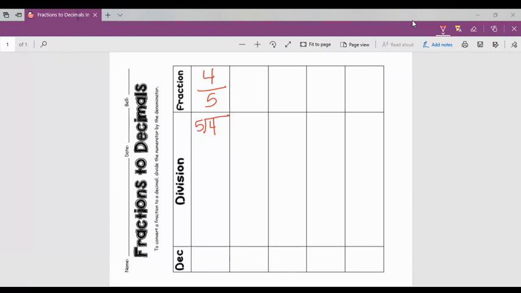Now you're looking at this and you're probably saying 5 can't go into 4. So we're going to have to make that happen. And in order to make that happen, we're going to need to add a decimal and a 0. So we said 5 can't go into 4. We're going to take that decimal and put it up in our quotient.